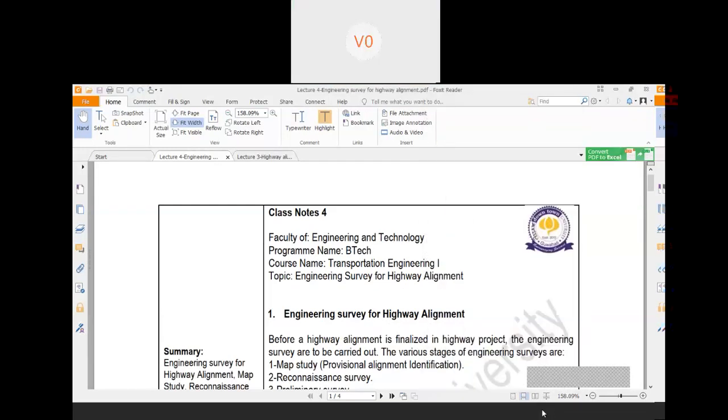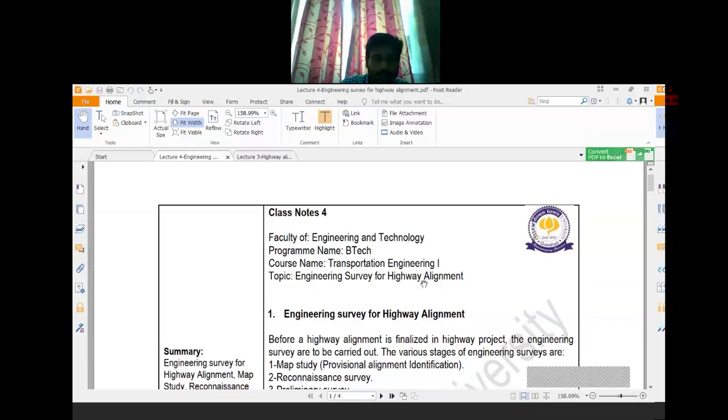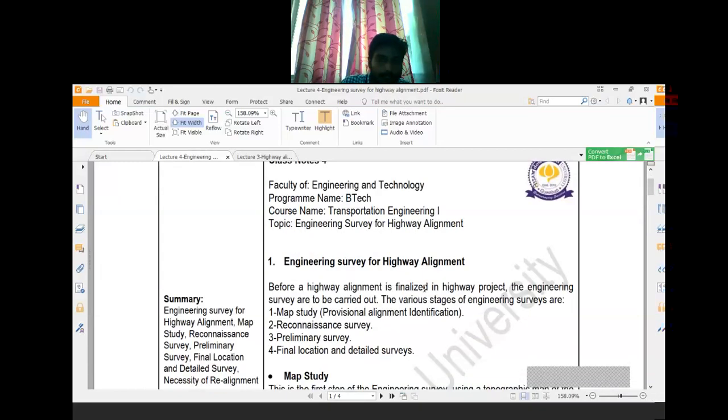Okay. So let us start our class. In our previous class, we discussed highway alignment. I think that question was clear to you. Basically, highway alignment is the position of the central line of a highway. Now today we will discuss how the central line is decided.